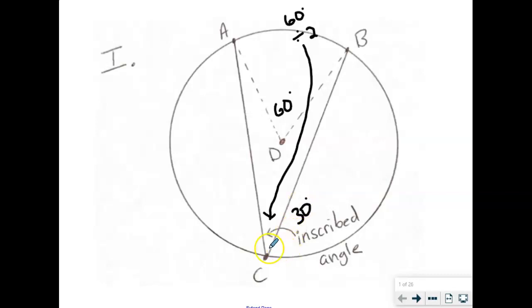Now, let's say we wanted to go backwards, and I said the inscribed angle was 40 degrees, then the arc would be 80 degrees. All right, so if you need to pause and take note of it, you can.